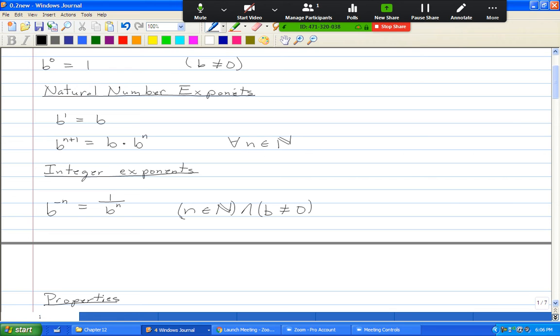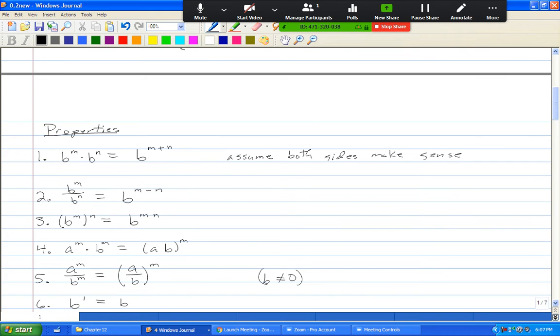Let me define integer exponents. So we've already defined whole number exponents. Suppose we have a negative integer exponent. So suppose I have b to the negative n, and that's defined as 1 over b to the n, where n here is a natural number, and b is not equal to 0, so that I do not divide by 0.